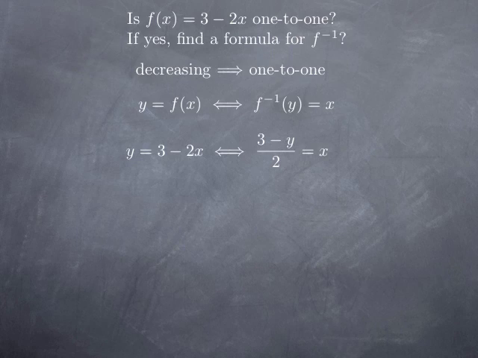So in this case, if I start from y equals 3 minus 2x, I subtract 3 on both sides, I get y minus 3 equals negative 2x, divide by negative 2, I get x is (3 minus y) over 2, which means that f inverse of y is (3 minus y) over 2. If I want to rewrite the function as a function of x, of course I replace y by x. The name of the variable doesn't matter. So if you're more comfortable with the variable x, you can rewrite that as f inverse of x is (3 minus x) over 2.